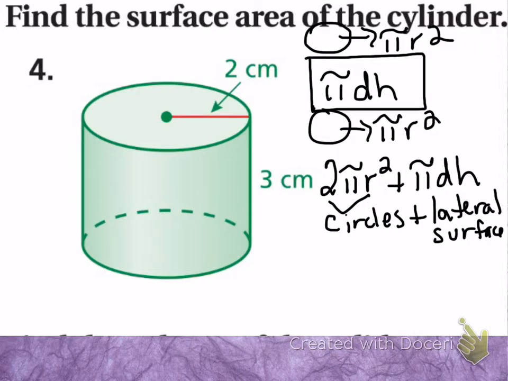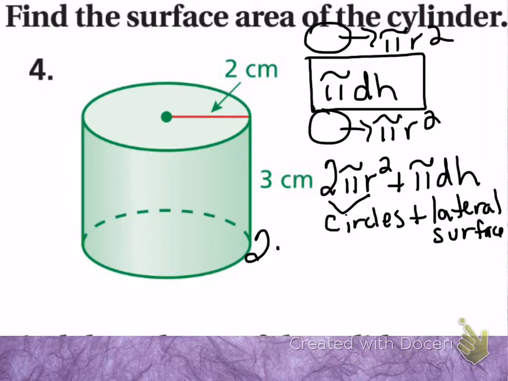This example, we're going to find the surface area of the cylinder. I laid out the net where it's made of 2 circle bases and the lateral surface. And I put the formula down. 2 times pi times radius squared represents the circles, and the lateral surface is pi times diameter times height. So now let's plug in the numbers.